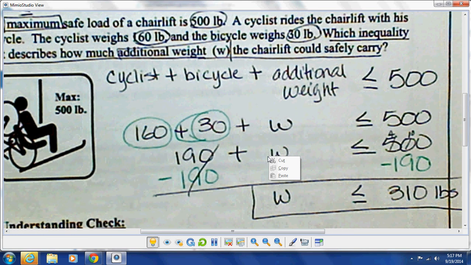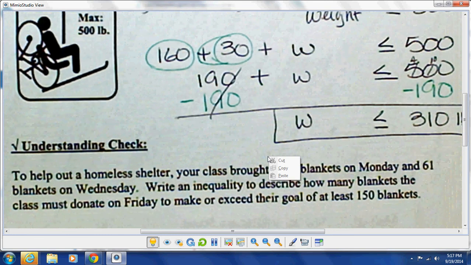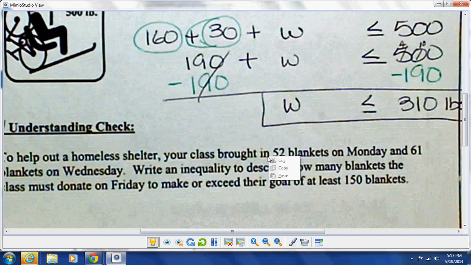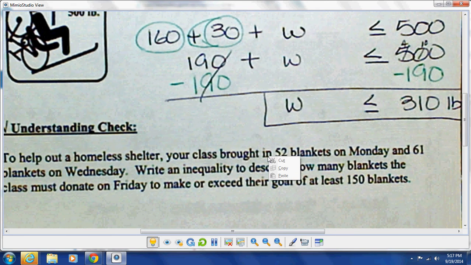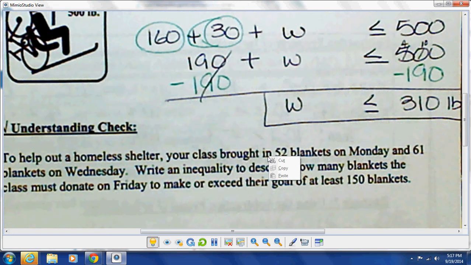Okay, you have one final understanding check, so you're going to try an application problem. Make sure that you cube. Make sure that you write out your inequality as you're going along. And we will check that on Monday when you come in.